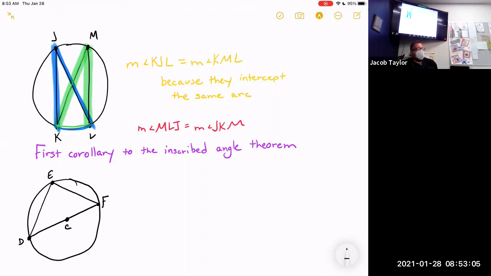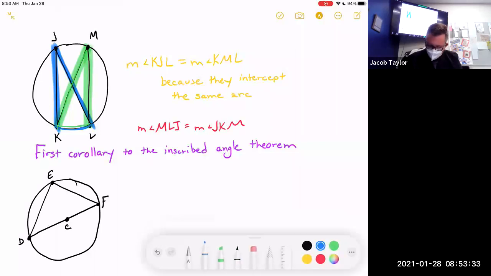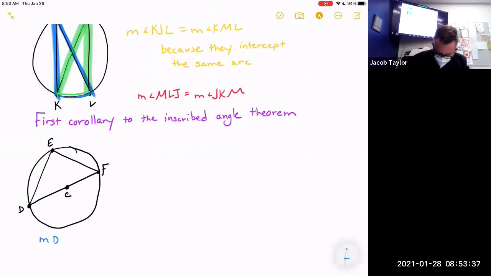But here's my question. How big is angle DEF? What's the size of angle DEF? Half of arc DF. That's exactly right. How big is arc DF? If segment DF is a diameter, how big is arc DF? 180 degrees, because it's a semicircle. That's how I get the 180, right? Because the whole circle is 360, so a semicircle, which is when you cut it in half, would be 180.